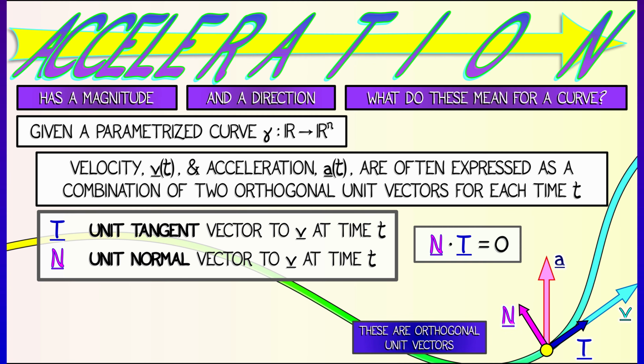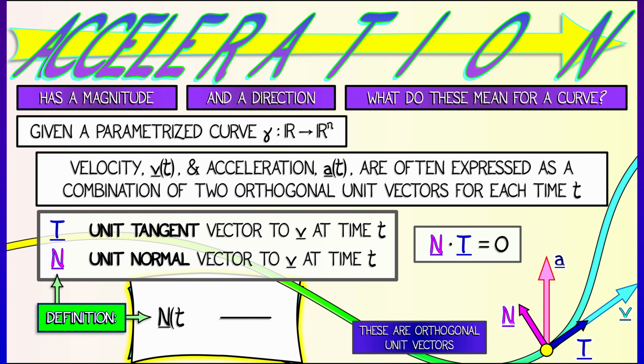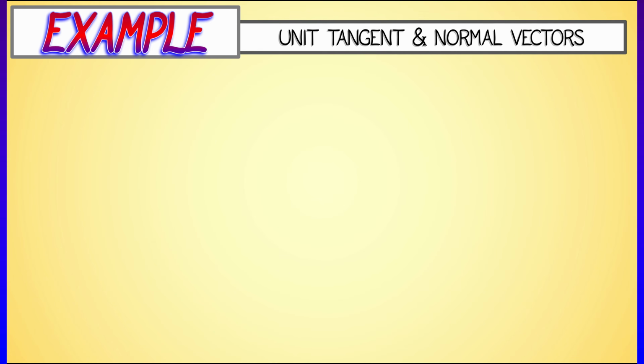So again, this normal vector N satisfies the condition that N dot T equals 0, but more precisely, that unit normal vector is defined in terms of the derivative of that tangent vector with respect to t. So you take that derivative and then you normalize it. You divide by the length of the derivative so that you get a unit vector.